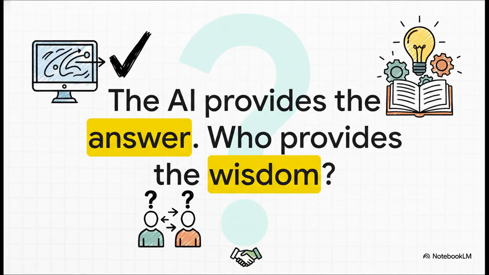So, I'll just leave you with this question to think about. As these models get better and better at providing us with answers, our role is going to become less about finding information and a lot more about applying judgment, context, and ethics. You see, the AI can give us the data, but the wisdom, well, that still has to come from us.